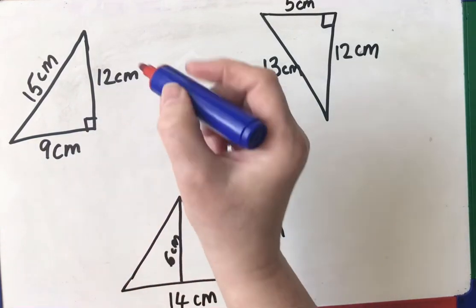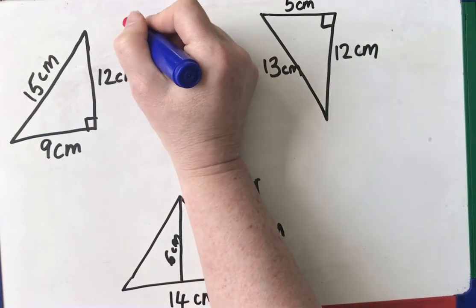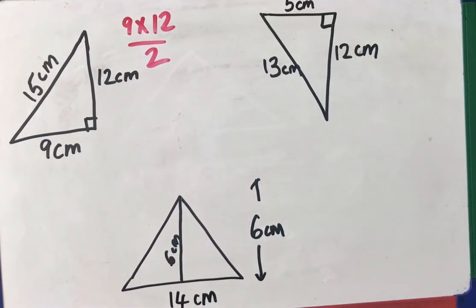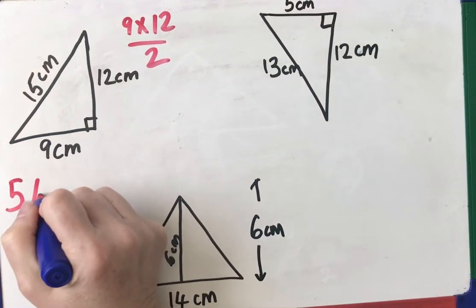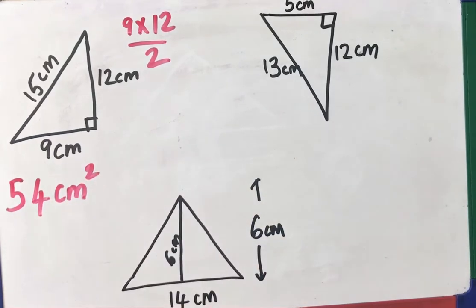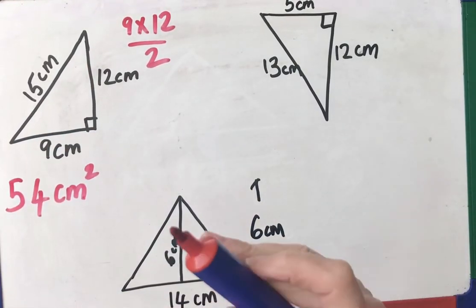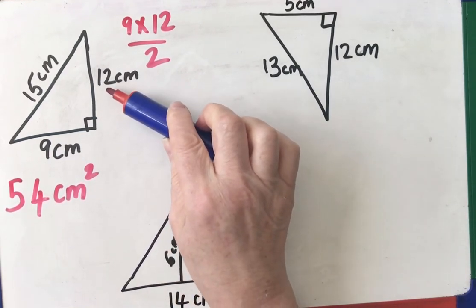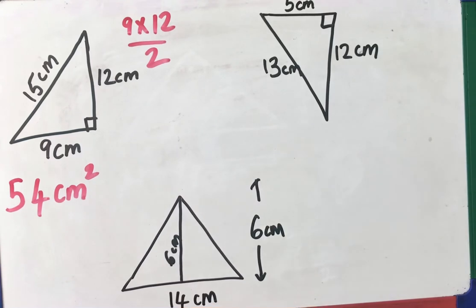So for this one, hopefully, you did base times height divided by 2. Well, times tables, 9 times 12 is 90 plus 18, which is 108, divided by 2 is 54 centimetres squared. Now, if you didn't want to do 9 times 12, you know that you've got to halve it. So a quicker way of doing it would be to halve the 12, call it 6, 9 6s are 54. Perfectly legitimate to do that.